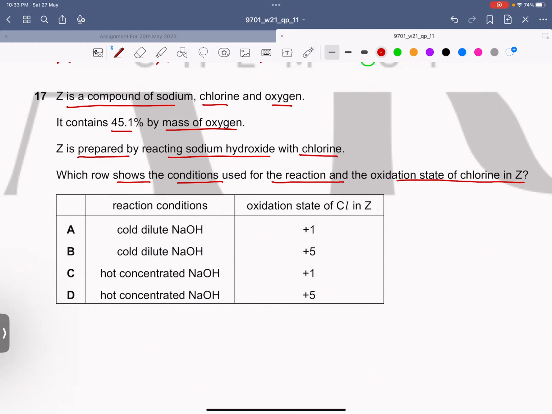If you recall, they are saying that Z is a compound containing 3 elements: sodium, chlorine, and oxygen. So when chlorine reacts with sodium hydroxide, if it's cold dilute sodium hydroxide, then we will get NaClO. And if it's hot concentrated sodium hydroxide, then we will get NaClO3.